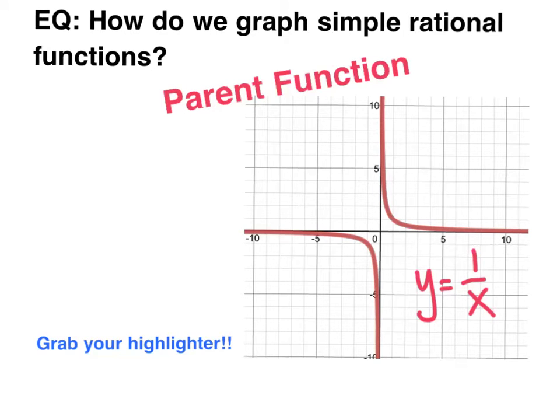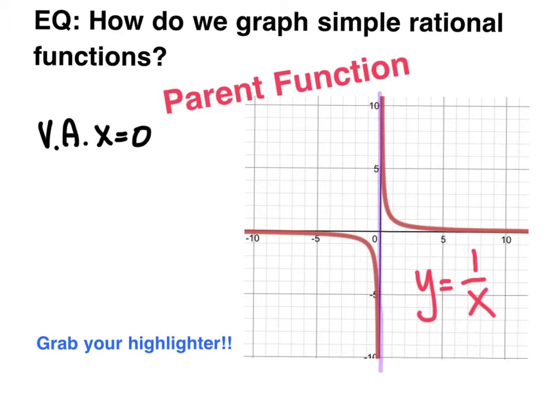Alright, so today we're looking at how we graph simple rational functions. And the parent function of simple rational functions is this function right here, y equals 1 over x. The most distinct thing about these rational functions is their asymptotes. Okay, and that's the places where they're not defined. They have a vertical asymptote right here at x equals 0. So they have a vertical asymptote at x equals 0.